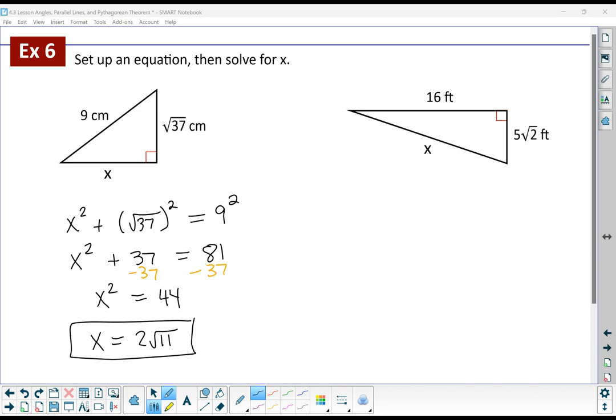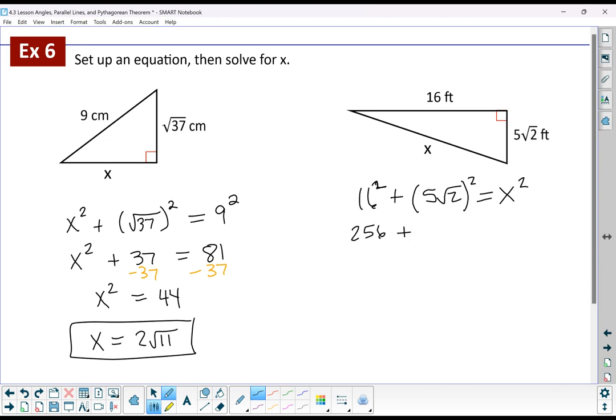All right, let's do one more. This is our last problem. So leg squared plus other leg squared equals hypotenuse squared. So 16 squared plus the other leg is 5 root 2. Because that number has a coefficient, it's really important that we put it in parentheses. 16 squared plus (5 root 2) squared is equal to x squared. Well, 16 squared is 256.